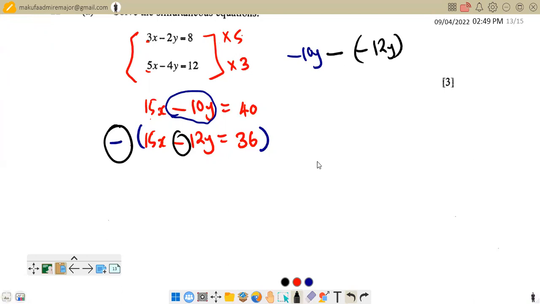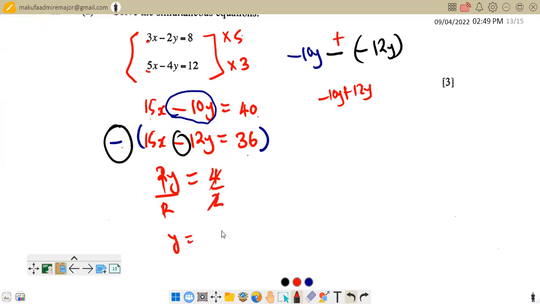So negative and negative is going to give us what? A positive here. So it's now negative 10y plus 12y, which is going to give us 2y here. 40 minus 36 is going to give us 4. So you can divide by 2 both sides. We've got the value of y here, which is 2.